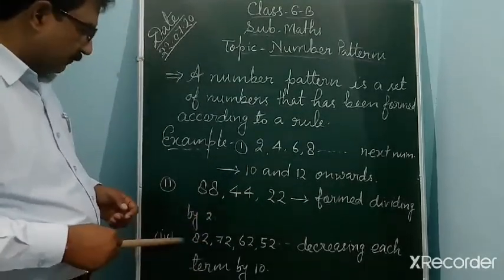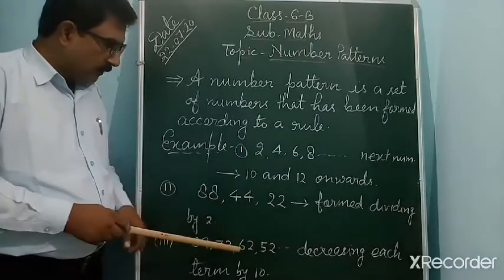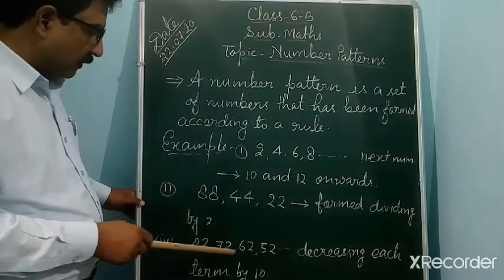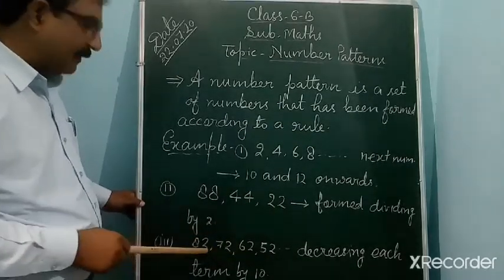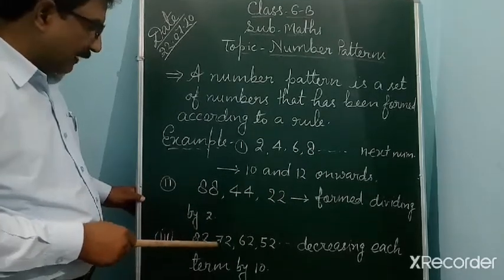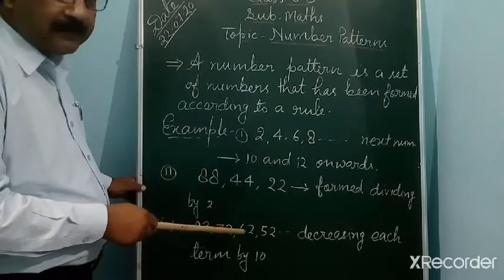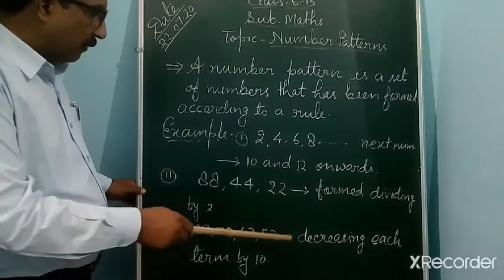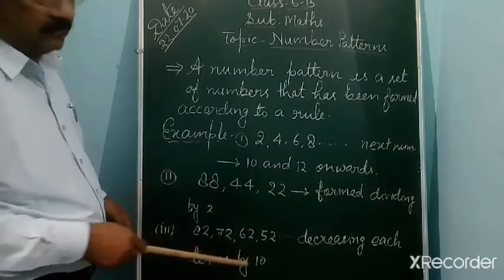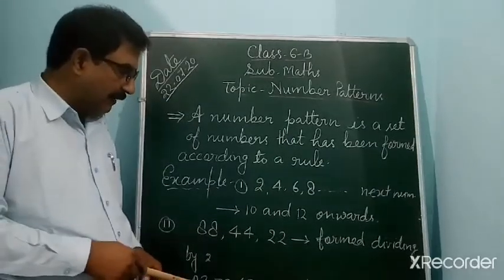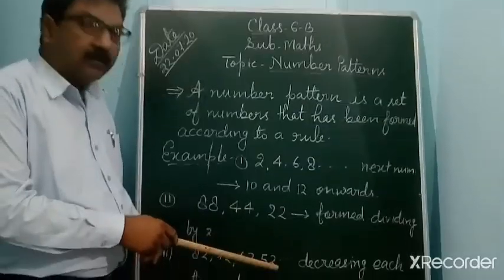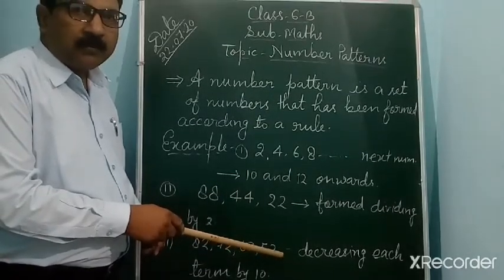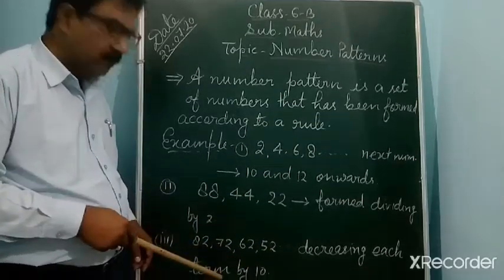See the third example: 82, 72, 62, 52. It means this number set is decreasing by 10. 82 minus 10 is 72. 72 minus 10 is 62. 62 minus 10 is 52. So each number is decreasing by 10. So this is the pattern of decreasing by 10. After 52 comes 42, and after 42 comes 32. So this follows the pattern.